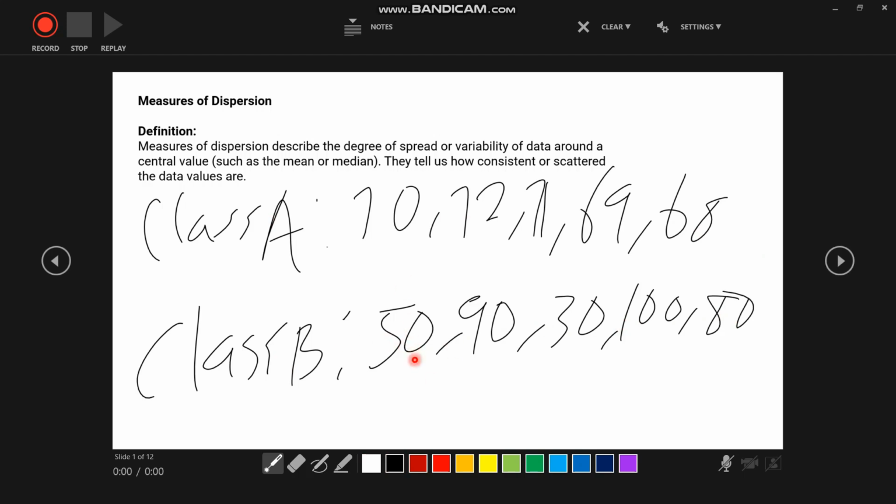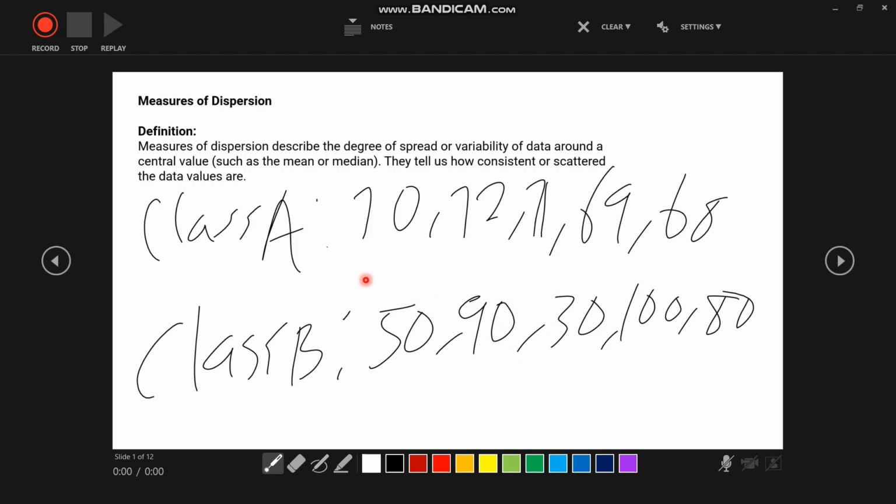Now the mean in this class is 70. The mean for this one too is 70. So both of them have the same mean. So our central value is their mean, which is 70. If their median is the same, we can take their median as central value as well. So let's use the mean. Since their mean is the same, the mean here is 70 and the mean here is 70 as well. So both classes have the same mean, which is 70, but the closeness of scores to the mean is different.